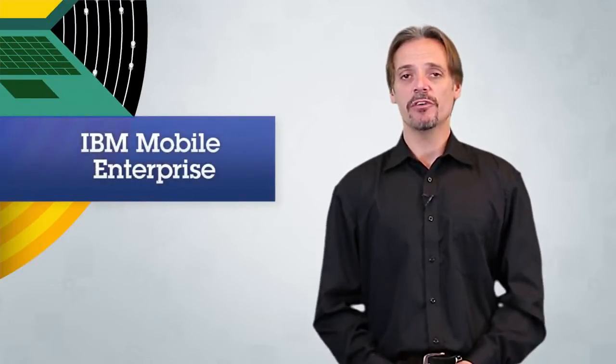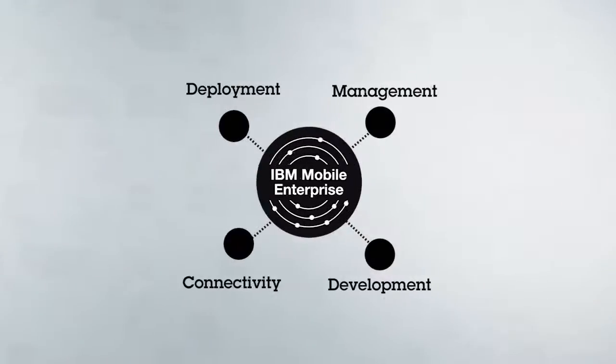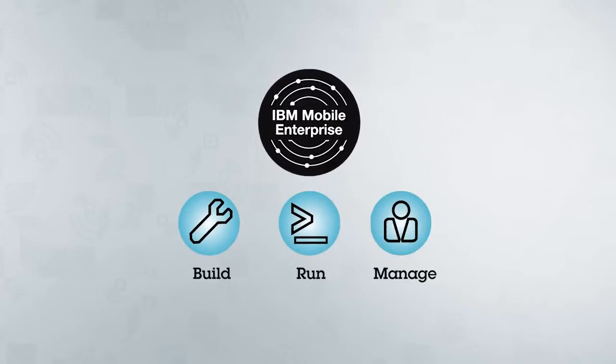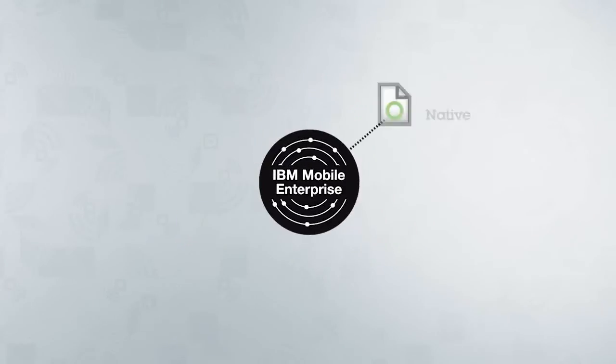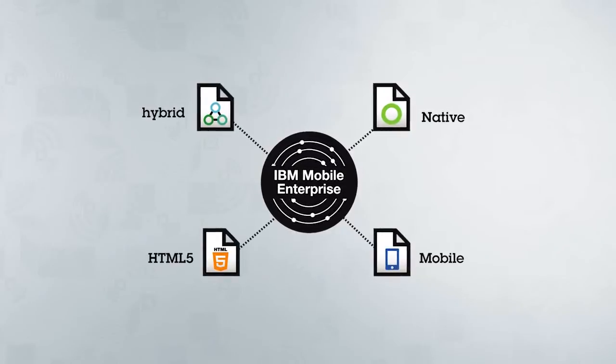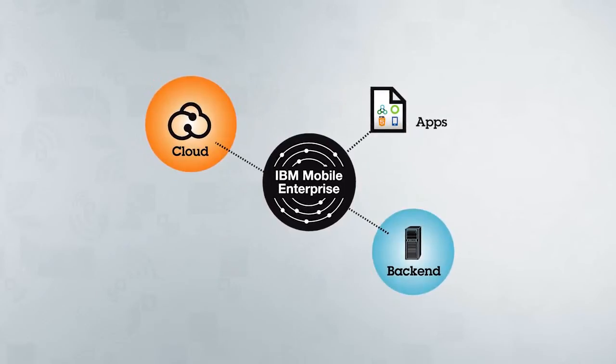Luckily, your organization has chosen IBM Mobile Enterprise as its platform. Based on Worklight, IBM Mobile Enterprise is a software family that addresses all these challenges. It has everything you need for mobile development, deployment, connectivity, and management. IBM Mobile Enterprise allows you to build, run, and manage cross-platform mobile apps, including native, hybrid, HTML5, and mobile web apps. It allows you to connect mobile apps to cloud and back-end systems.